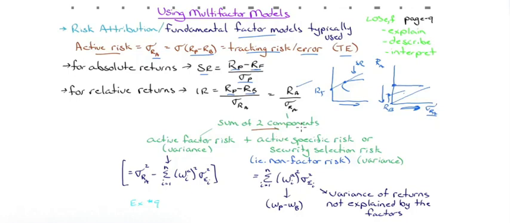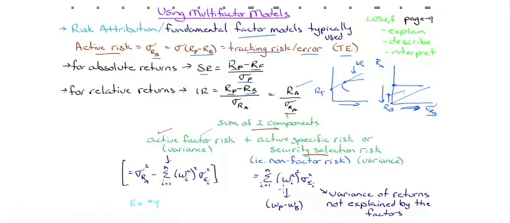Now we know what our active return was. We said that on the previous screen. And from that we can calculate how much of our return was due to factors, and the difference is asset specific. Here it's the other way around. We know what our active risk is because we can calculate the standard deviation of our active returns. But it's easier to calculate the security selection risk component first, then the difference must be active factor risk.